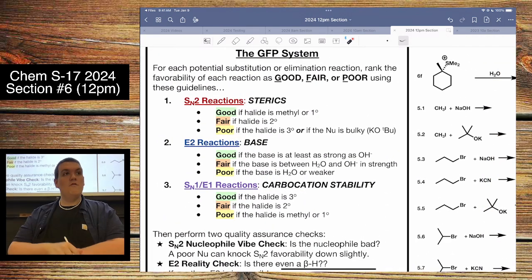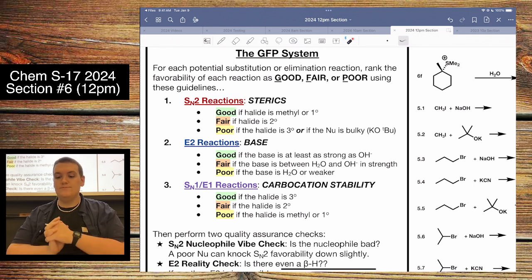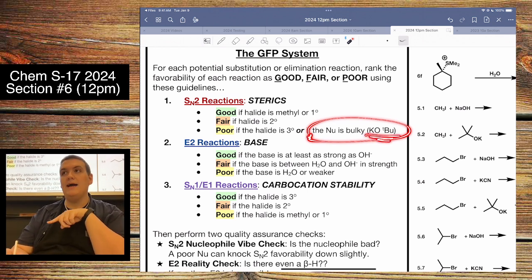So, for ranking favorability of a reaction for SN2, the big thing that we pay attention to is sterics. So if it's methyl or primary alkyl halide, it's going to be good, secondary fair, tertiary it's poor. The other thing that's going to make it poor for SN2 is if we have a bulky base like our tert-butoxide. So again, she keeps coming back, and she will.